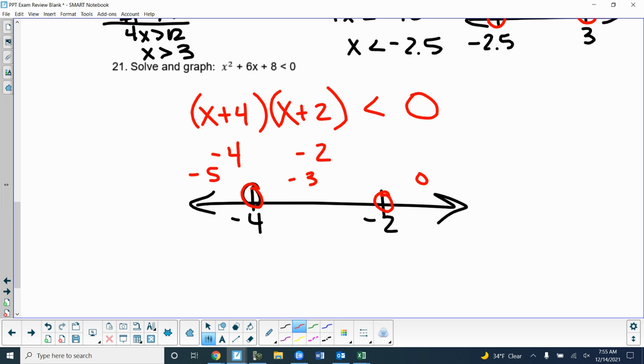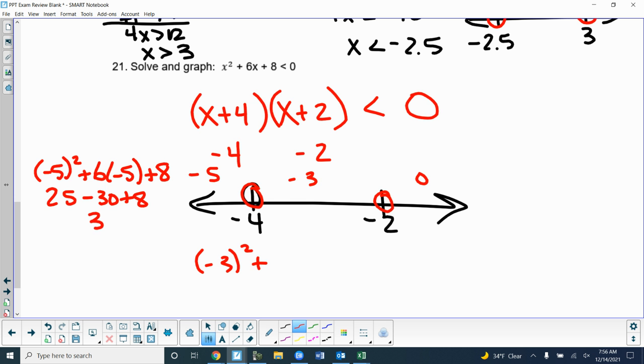So what's -5 squared plus 6 times -5 plus 8? Well, that's 25 minus 30 plus 8, which is -5 plus 8. That's a +3. All right? Is +3 less than 0? No. So would I draw an arrow towards -5? No. Okay?